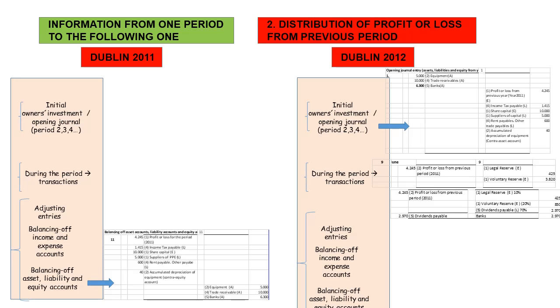If the company decides to keep part of the profit or loss from the previous year and the other part distributed through dividends, in this particular case, we credit different types of accounts: equity accounts, legal reserve and voluntary reserve, and a liability account, which is dividend payable. And then we'll pay the dividends later on.